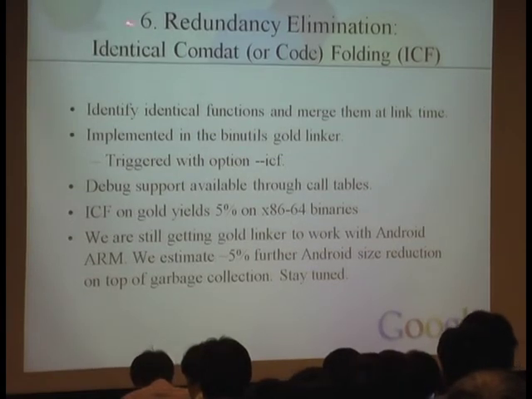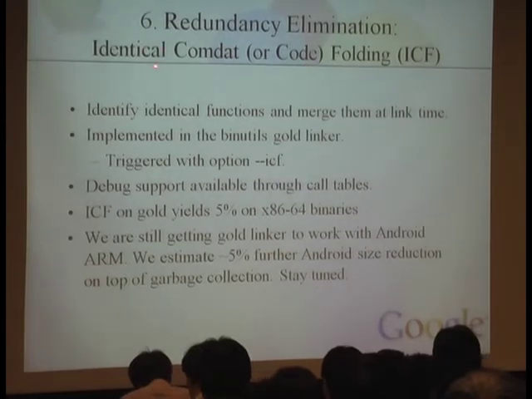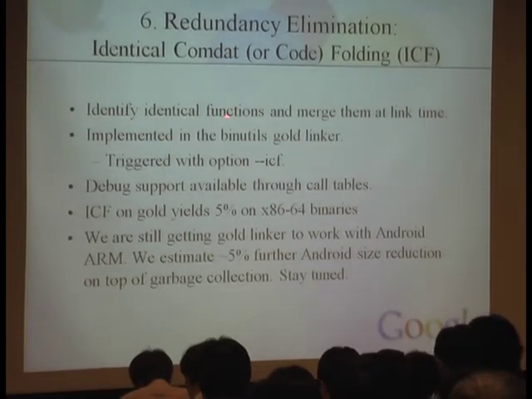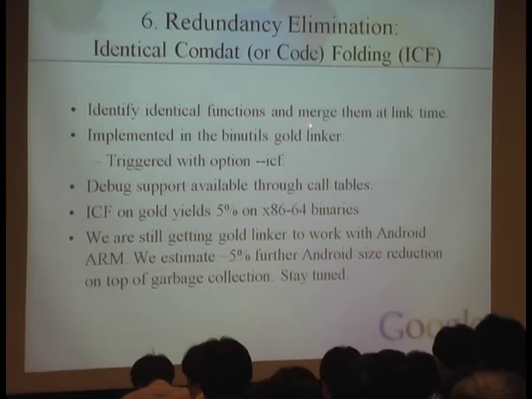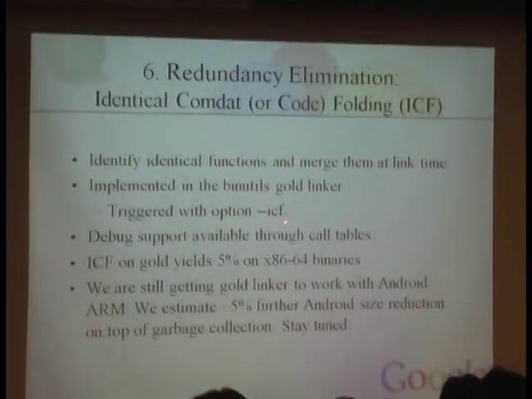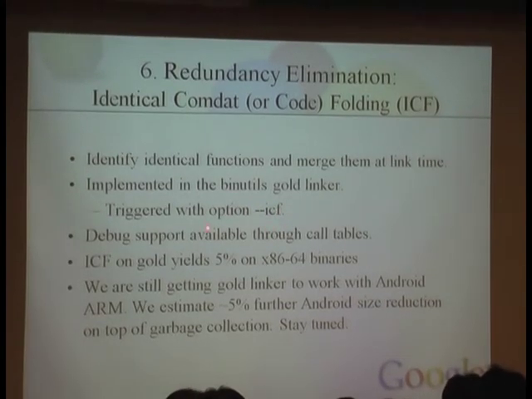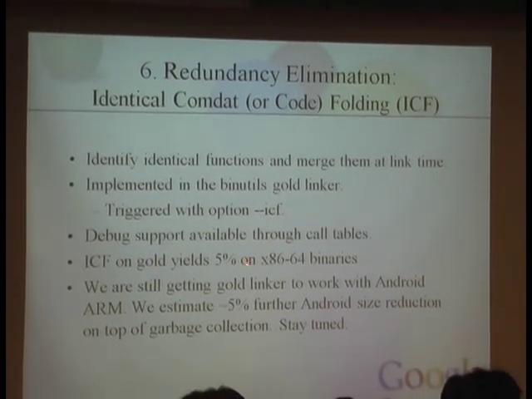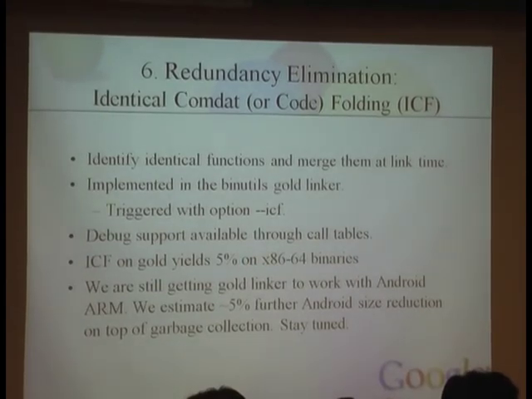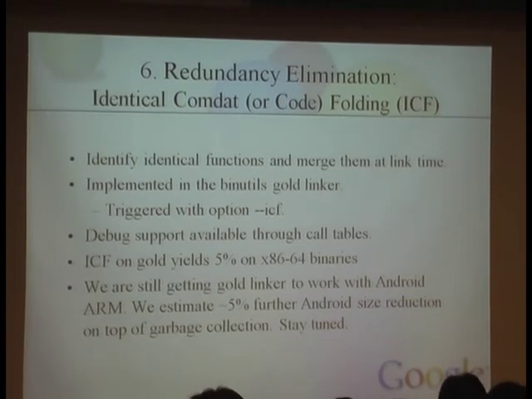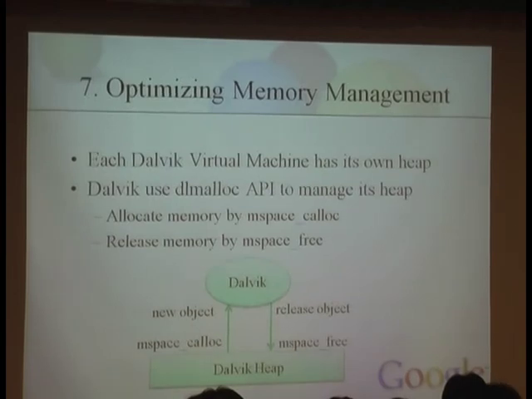And for the sixth one, identical code folding. It's a better name because it has nothing to do with comdats. So I tend to think of it as identical code folding. Basically, you find identical functions and merge them at link time, and then you trigger it with this option, and it's already in Google's Gold, and it does about 5% improvement. And when we look at the Android code, it's also about 5 to 7% improvement. Like Skia, for example, the 2D graphics, we see a lot of redundancy in the generated code. So this can improve a lot.